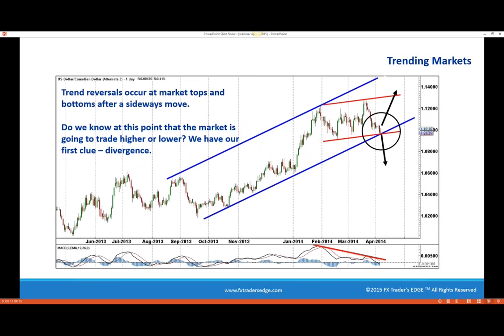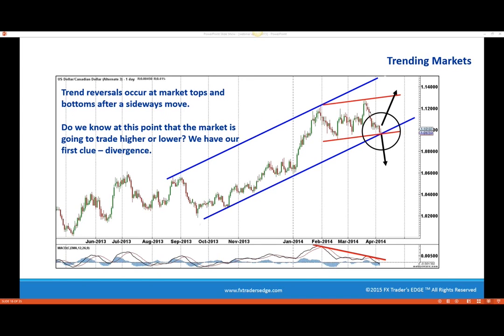This is the Canadian dollar, a daily, and we'll look at the Canadian dollar in more detail, but this is just another example of, well, here, let's read this. Trend reversals occur at market tops and bottoms after a sideways move. Do we know at this point that the market is going to trade higher or lower? We have our first clue, divergence.